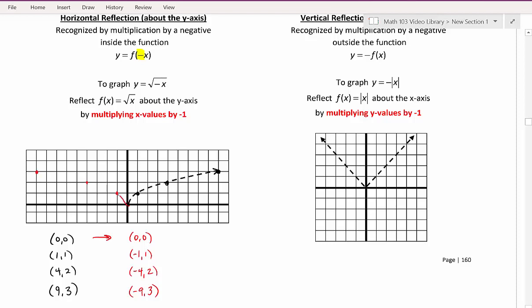And draw in our curve. You'll see it's the same shape. It's simply reflected about the y-axis. Everything that was on the right is now on the left.